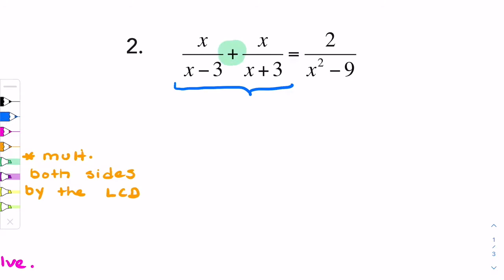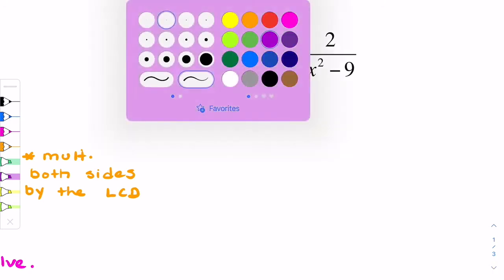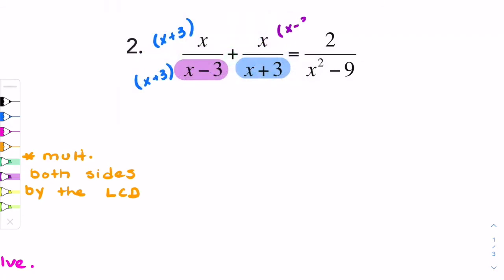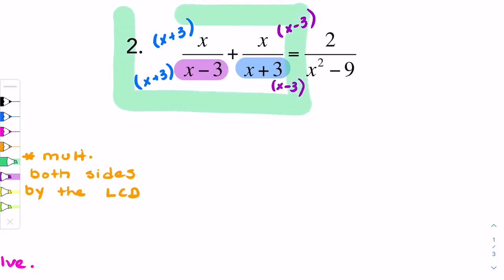In order to do that, I'm going to have to create a common denominator between these two expressions. That common denominator is going to be created by multiplying each expression by the opposite denominator. So I'm going to multiply my first expression by x plus 3 in both the numerator and the denominator, and I'm going to multiply my second expression by x minus 3 in both the numerator and the denominator. So far, this is just on the left side of the equal sign.